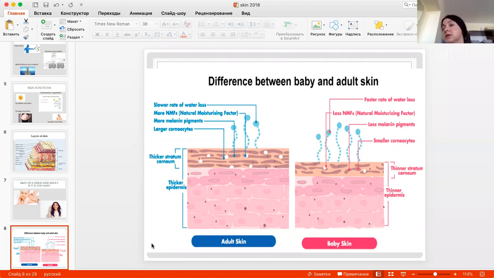nutritive substances, much more oxygen. So it means a much richer blood supply. That's why all organs and systems of a young child's body have much more important blood supply than in adults. Skin as well. And as we know, the dermis contains mostly vessels providing this blood supply to skin.